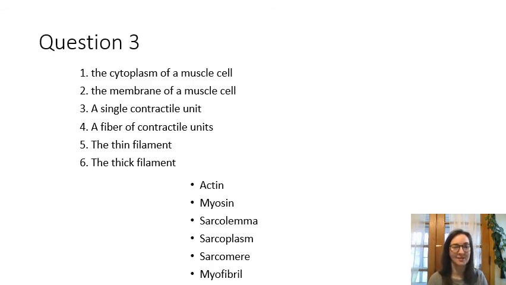All right, another question here dealing with the terminology of muscle tissue. The cytoplasm of a muscle cell, what's that called? The membrane of a muscle cell, a single contractile unit of muscle, so the functional unit of a muscle cell, a fiber of contractile units, and then the thick and thin filaments. And there's your word bank at the bottom, so see if you can figure out which one goes where.